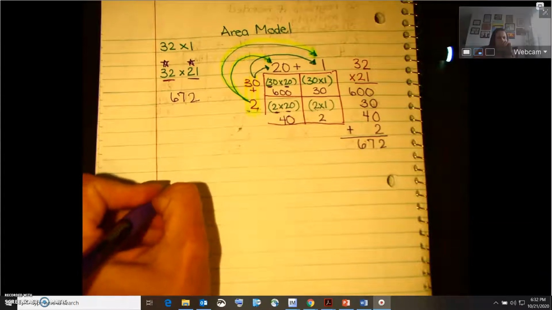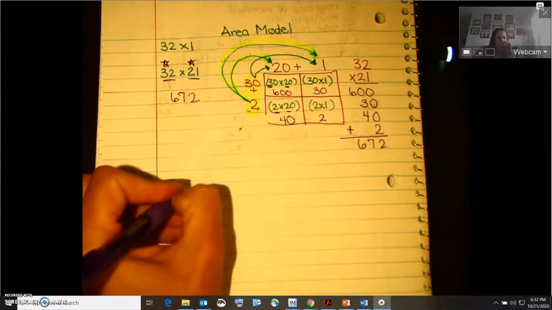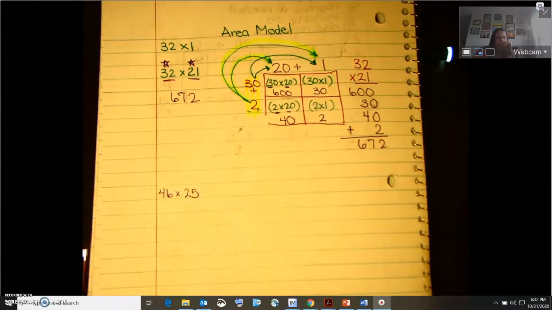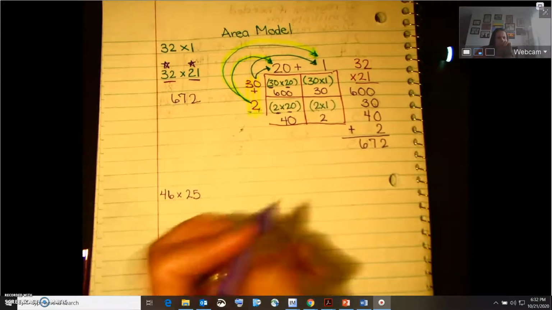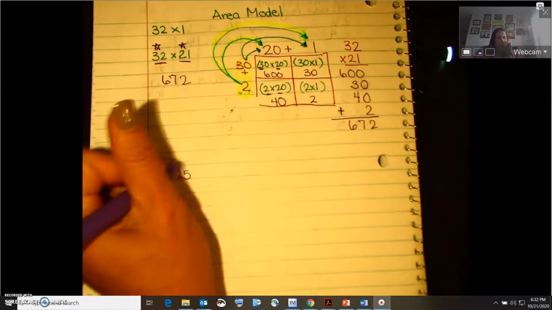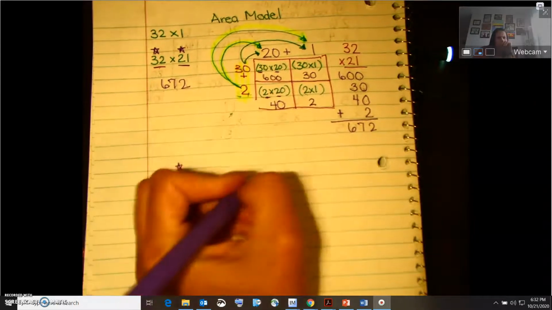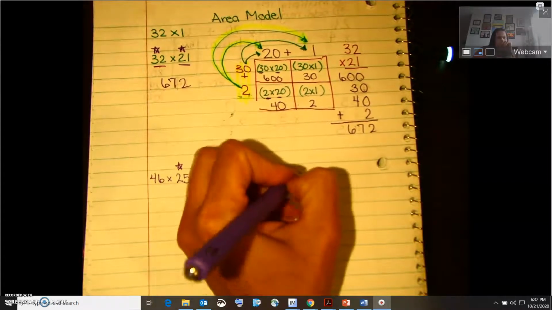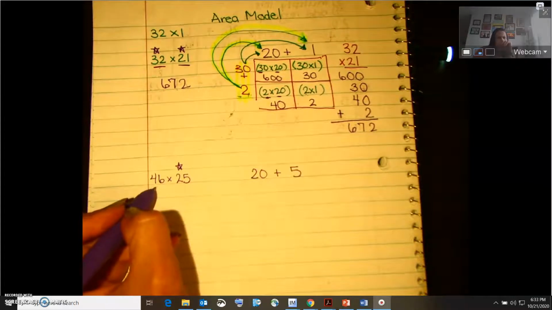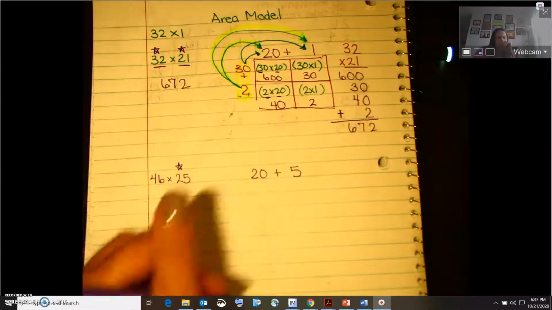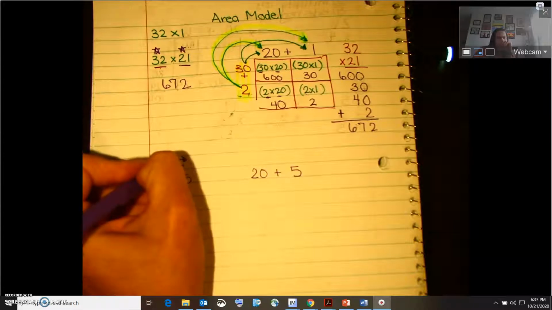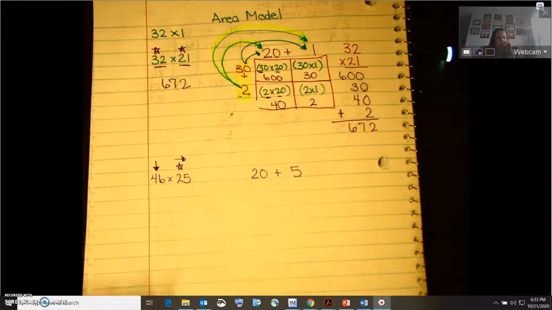Let's do 46 times 25. Okay. First thing we know that we have to expand. So let's expand this one, 20 plus 5. This we have to expand because it's two numbers, it's a double digit, so we just expand that and we go down with that one. So this one we go across and this one we go down. And you might want to draw those arrows to help you.